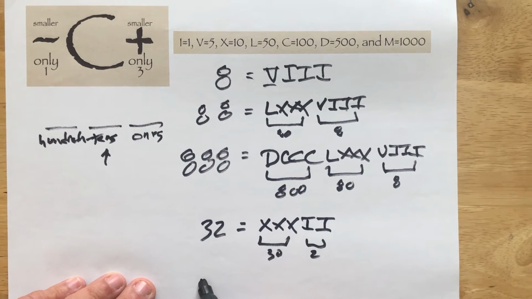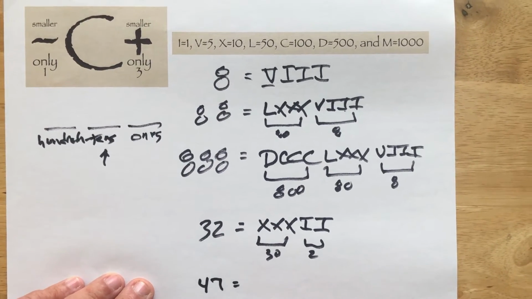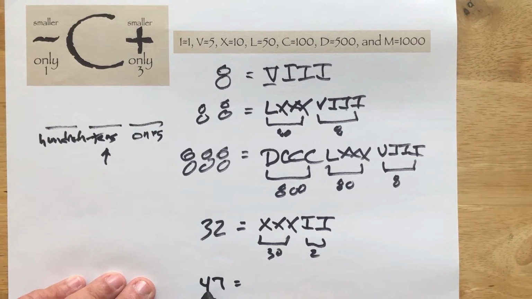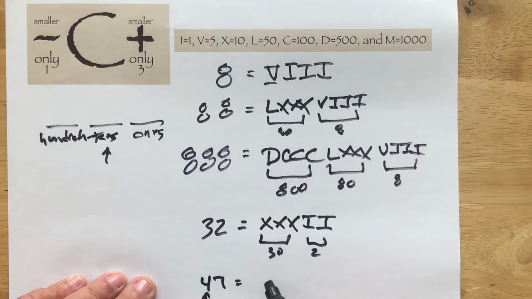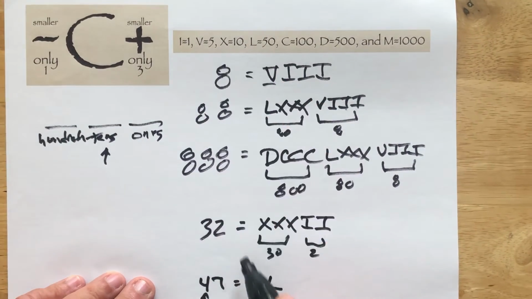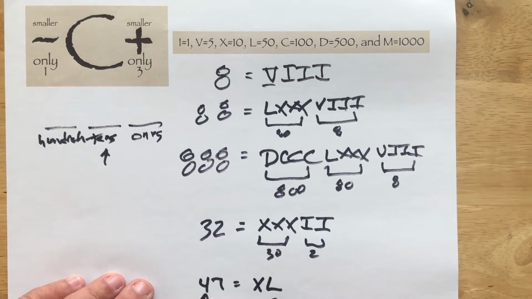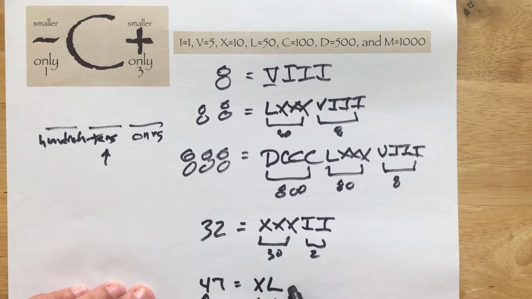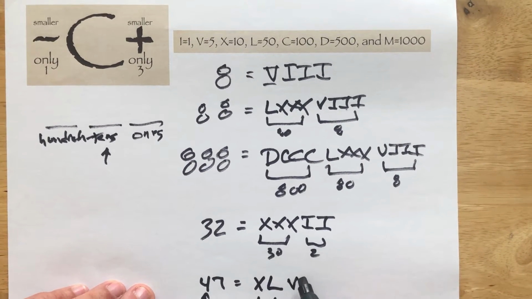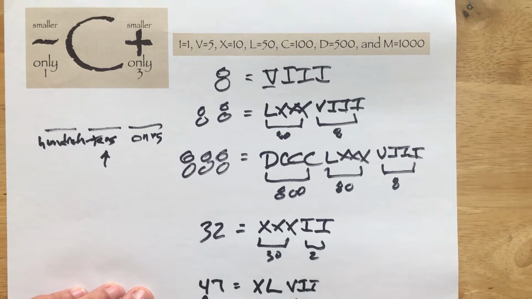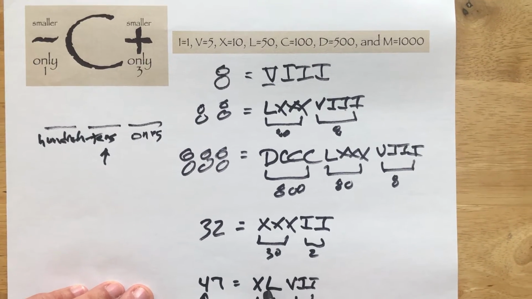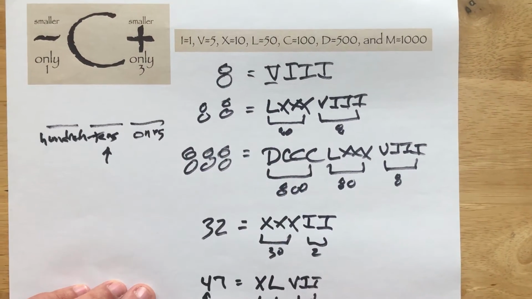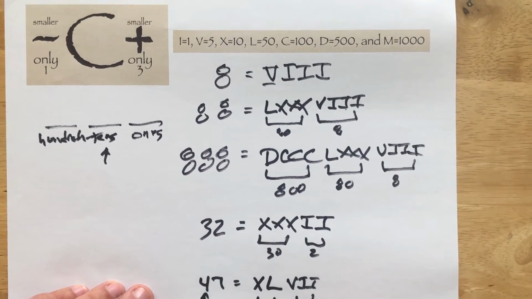Again, what if we want some subtraction? What if we said the number 47? Okay, look in the tens column. 50 minus 10 is 40. 50 is L. Minus 10, so you put it on the left, that's 40. And then 7, 5, 6, 7. Now, what some people might say, let's put 4 X's. Nope, because you can only put 3 together in a row. So 50 minus 10 is 40.